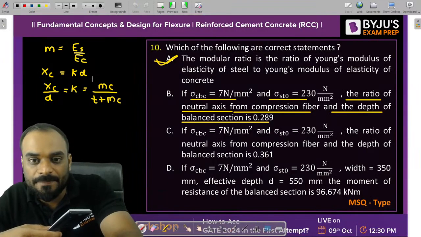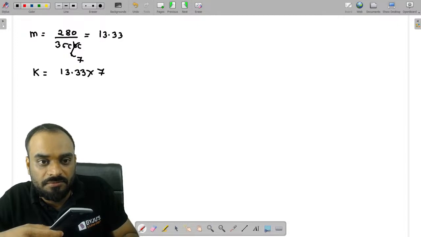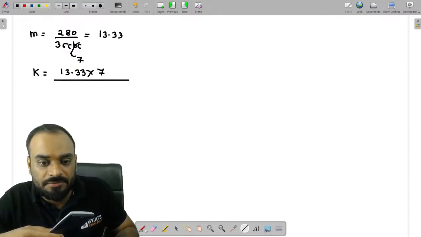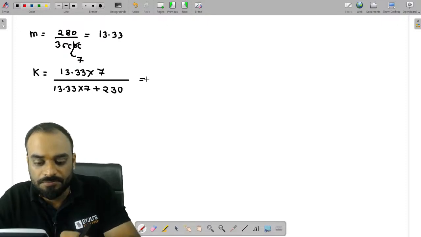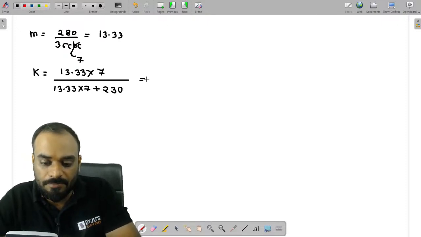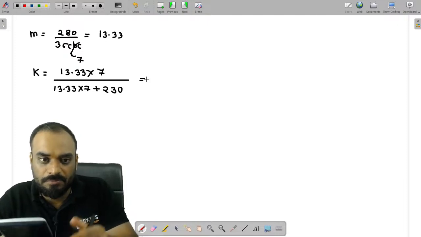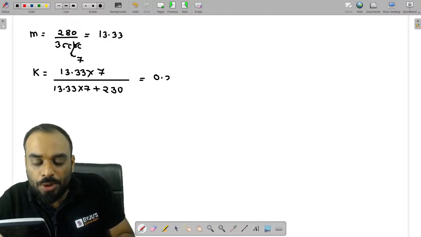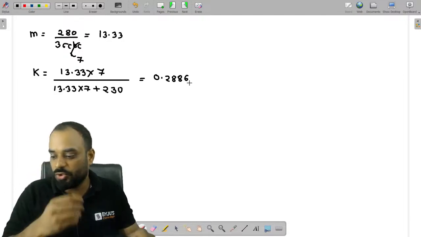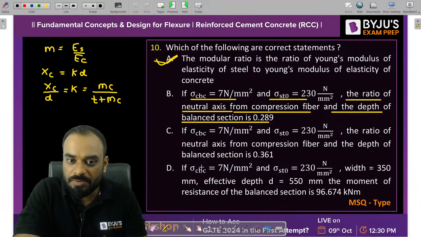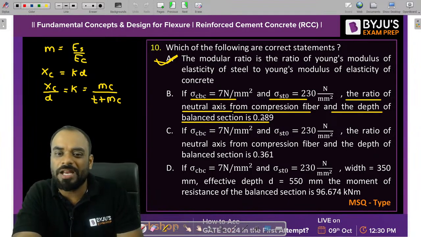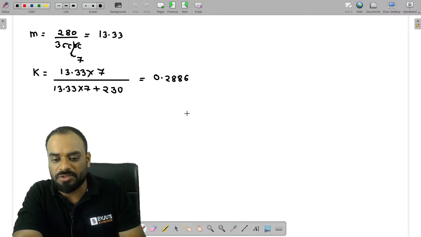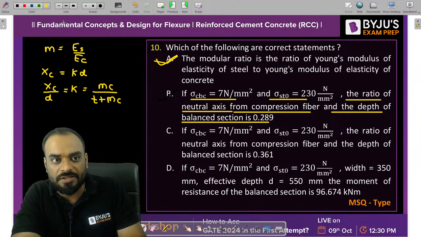sigma CBC, which is basically 7, divided by 13.33 multiplied by 7 plus 230. So this is coming around 0.2886. Understood? That means we can say that, guys, B option is also correct, right? Because it is 0.289, so it is also approximately 0.289, right? So we can say that B option is also a correct answer.